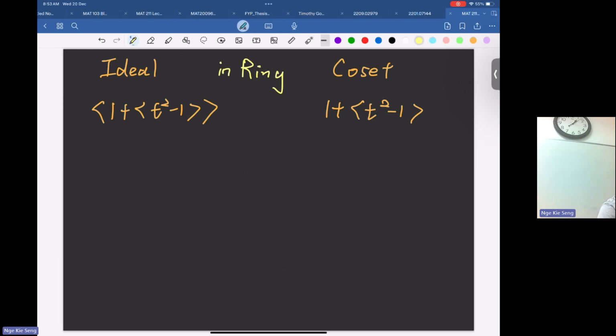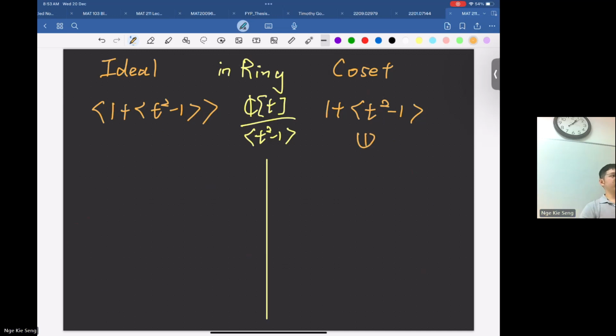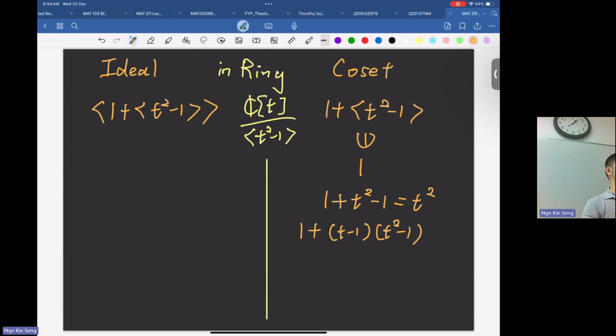So our ring here is C[t] over t squared minus 1. Okay. So what is inside the coset of 1 plus t squared minus 1? Here we have the element 1, because inside the ideal generated by t squared minus 1, you have 0. I can take 0 times t squared minus 1. So 1 is in there. What else is in there? 1 plus t squared minus 1, which is t squared. So t squared is in this coset. What else? 1 plus, for example, t minus 1 times t squared minus 1. This polynomial is in here. Makes sense?